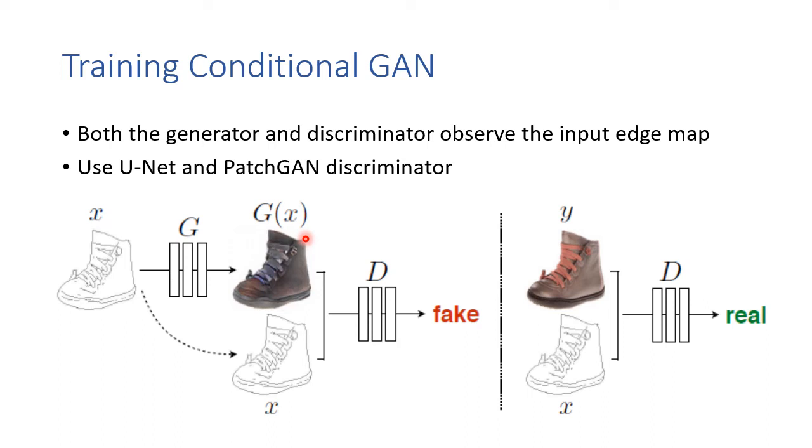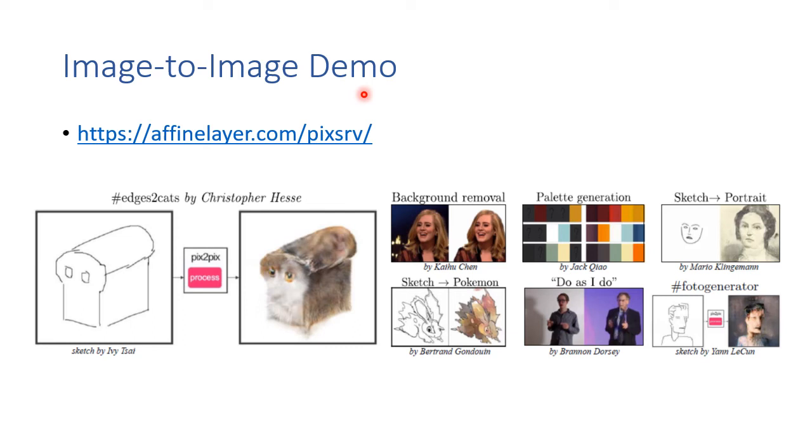But the trick is that both the generator and the discriminator observe the input edge map. So we will provide the edge map to both the generator and the discriminator. This is the same as when the discriminator learns to distinguish real images from fake images. So now the inputs for the discriminator are sent in pairs: the pair of the target image and the conditional image. And after training, the generator can learn to use the conditional image to generate the target image. Another important trick is to use the UNet and the PatchGAN as the discriminator. The author created a demo website called Image to Image Demo, so you can try the website by yourself.